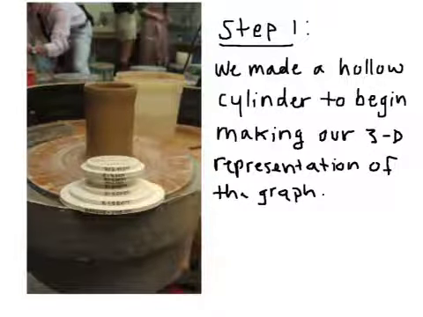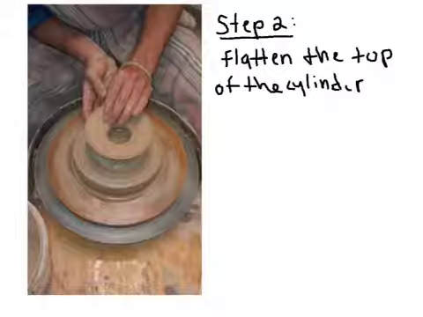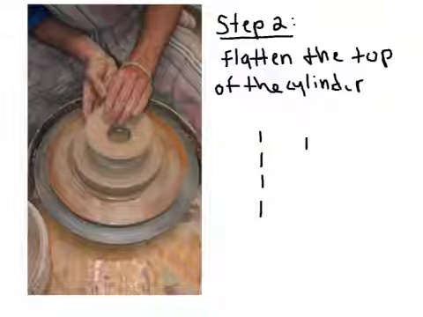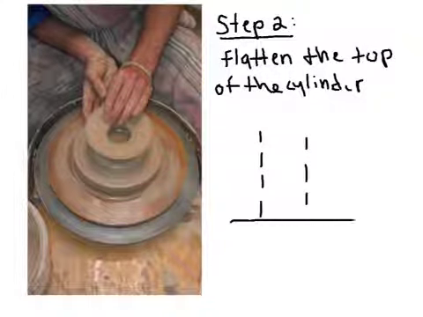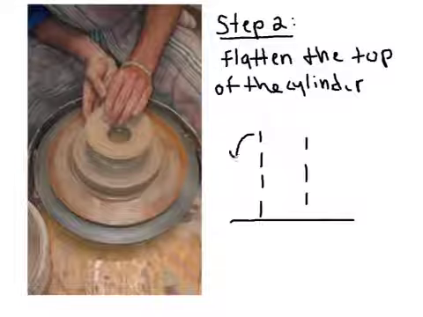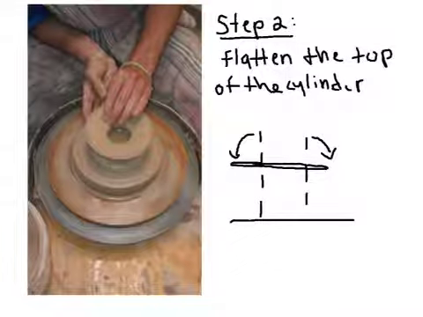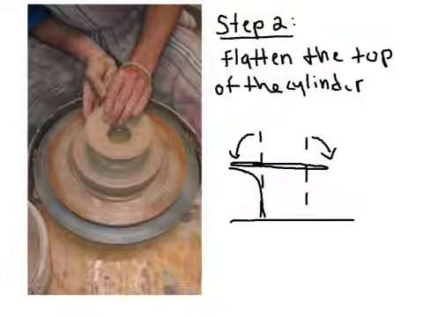Using what we just learned, we can begin to make our pot out of clay. Our first step was to make a hollow cylinder so that we could begin forming the curves of our model. Our second step is to flatten out the top of our cylinder. So to give you a little representation here, if this dotted line was our hollow cylinder, he simply flattened these two sides to create a shape that looked a lot like this.